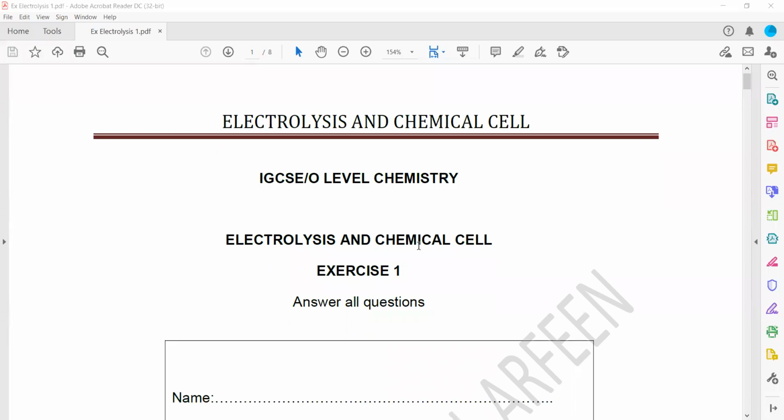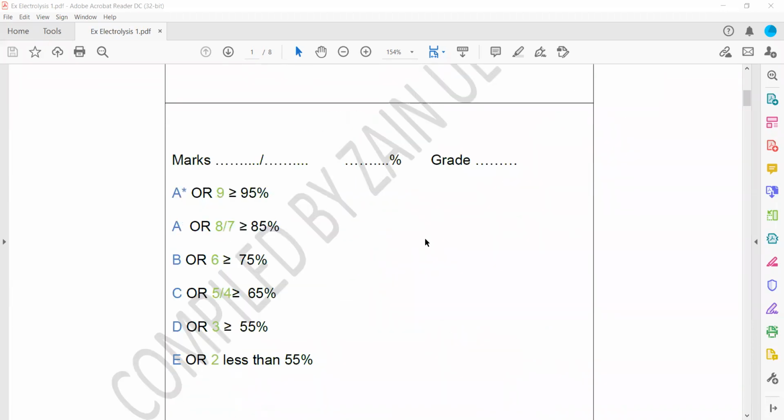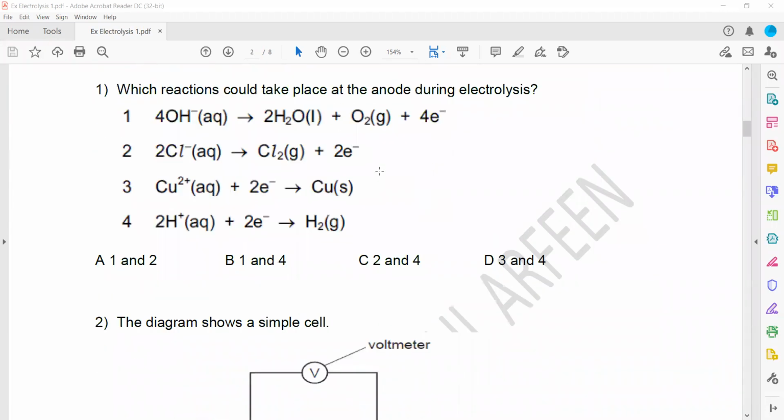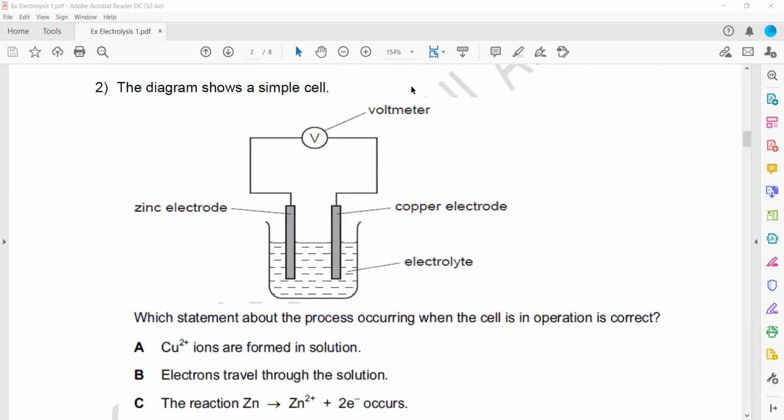So this was a weekly homework exercise related to electrolysis and chemical cell. So the first one, which reaction could take place at anode? Anode means the positive terminal. So positive terminal always attracts the negative ions, which can be hydroxide and chloride ion. So only 1 and 2 can occur at anode during electrolysis. So when we have anode and cathode, anode always attracts the negative ion.